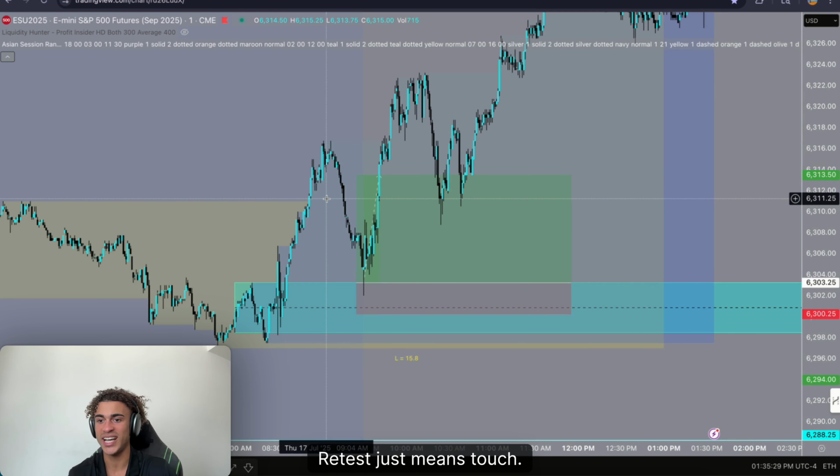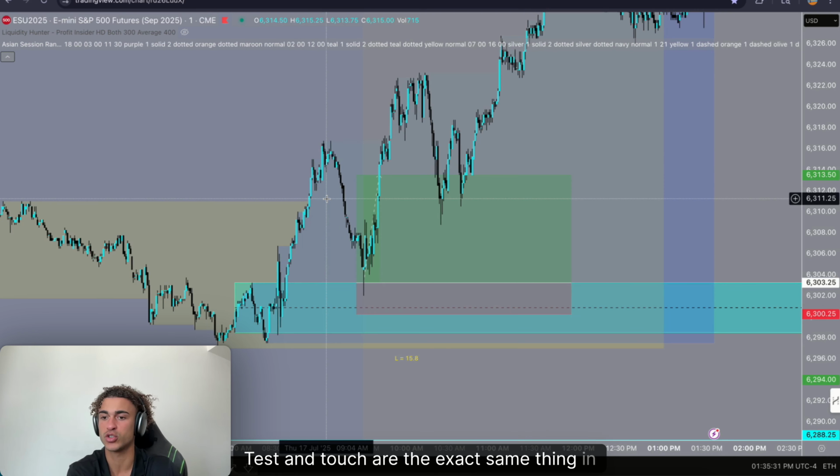Retest just means touch. Test and touch are the exact same thing in trading. People just like to say test because it makes us sound like we're cool, fancy traders. So when we're talking at the bar, we sound cool, and girls are like, oh, these guys are traders. I don't know why people like to use all these fancy terms.